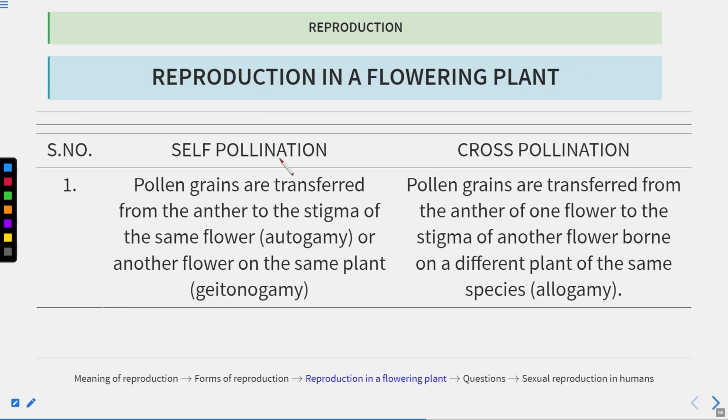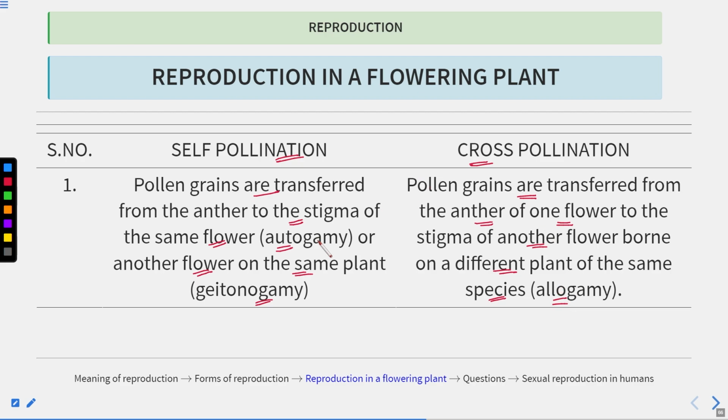Now let's understand the difference between self-pollination and cross-pollination. In self-pollination, pollen grains are transferred from the anther to the stigma of the same flower, which is known as autogamy, or to another flower of the same plant, which is known as geitonogamy. Clear? Now what happens in cross-pollination? The pollen grains are transferred from the anther of one flower to the stigma of another flower borne on a different plant of the same species. This is known as allogamy.